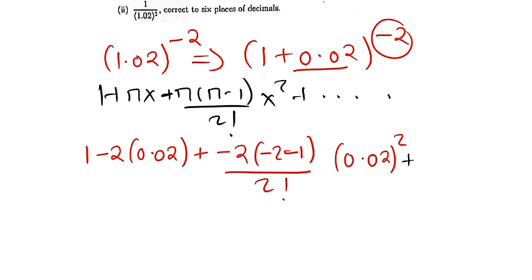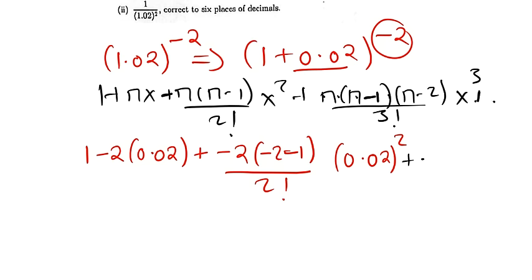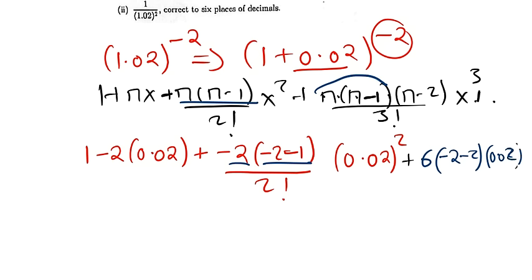If you're using a calculator, especially, you would want to proceed to the next term. That would obviously be n minus 1, n minus 2, over 3 factorial, and then x to the power 3. So practically what happens is, if you've noticed a trend, these first two are already part of the previous term. So that would be negative 2 multiplied by negative 3, which would be positive 6, multiplied by n minus 2, which is negative 2 minus 2, and then x to the power 3, our x is 0.02 to the power 3, over 3 factorial.